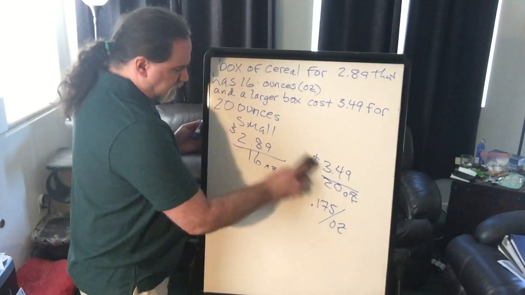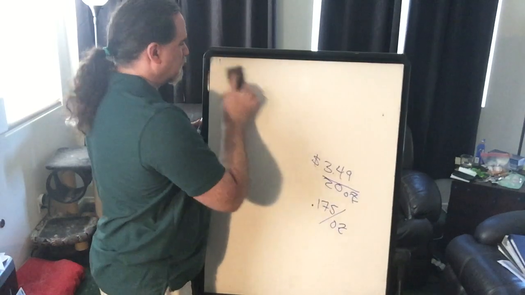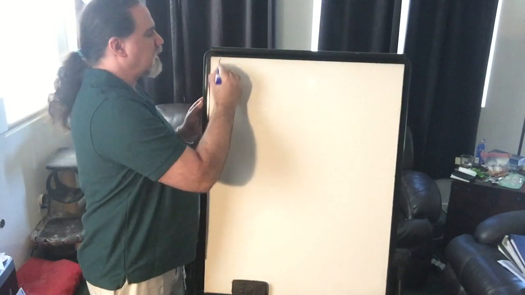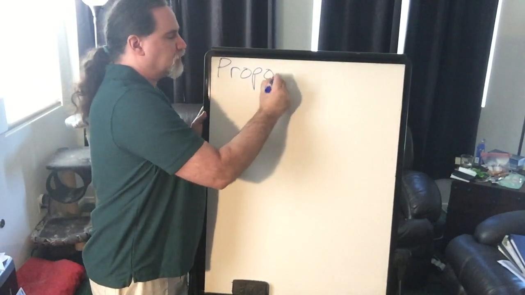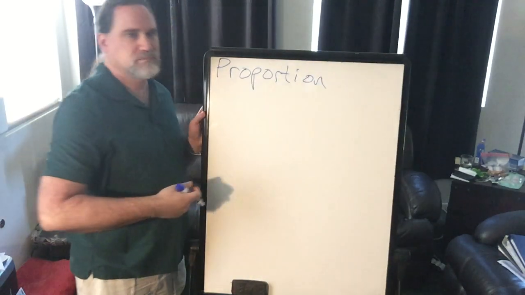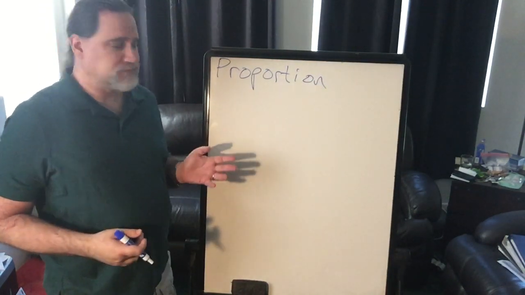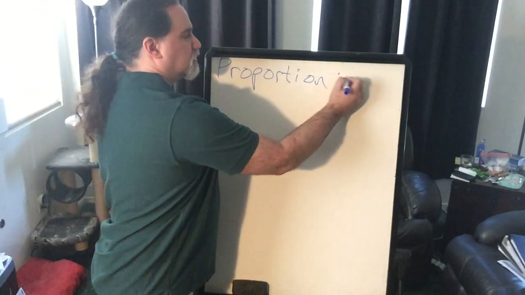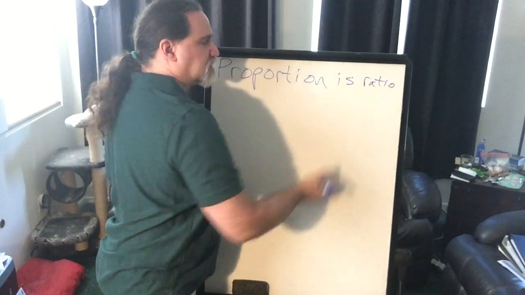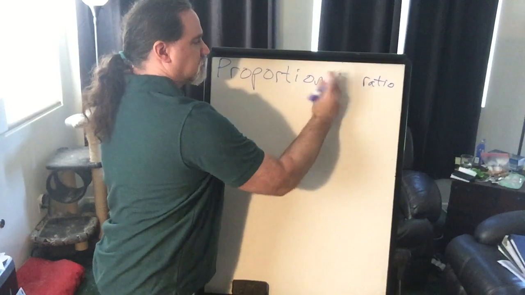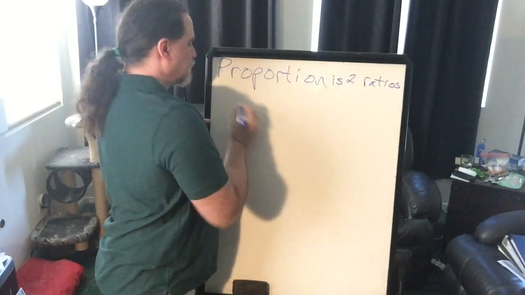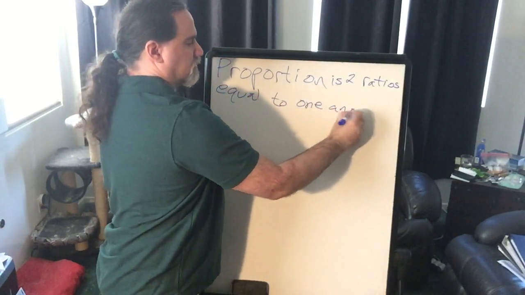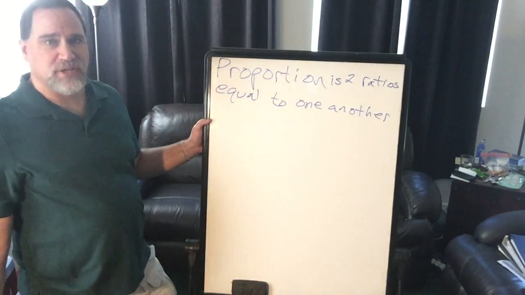Now let us discuss the other part of today's lesson, and that is a proportion. And it's not like that. It's a proportion. And a proportion is two ratios equal to each other. Two ratios, again, just a fancy word for fraction. It is two ratios equal to one another.